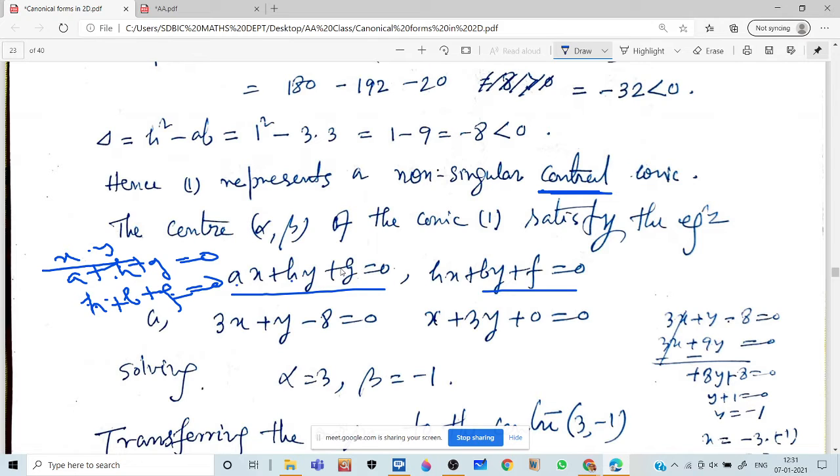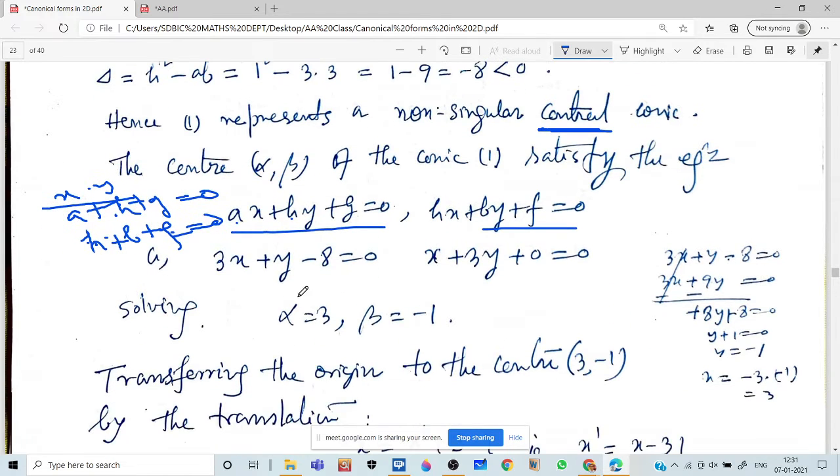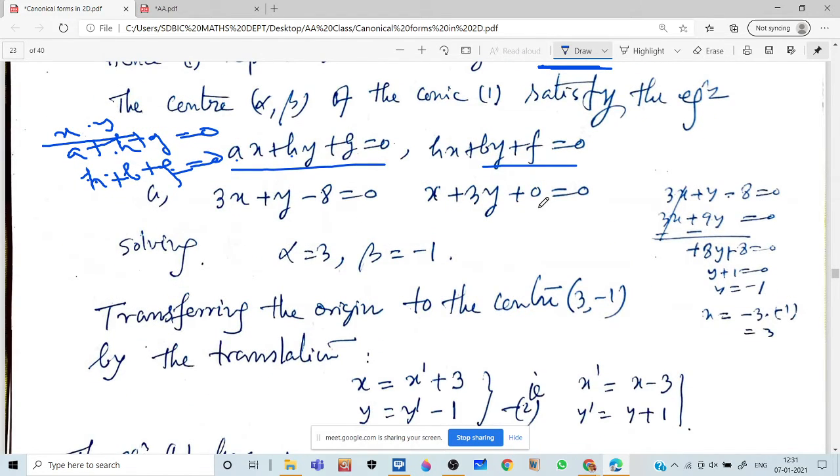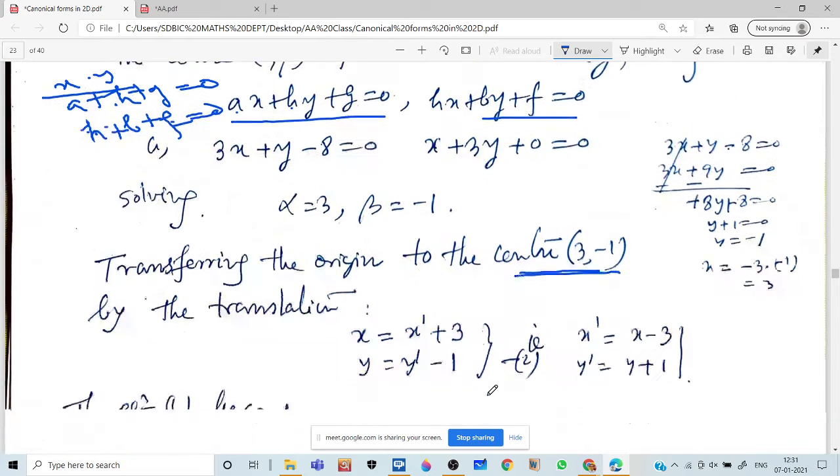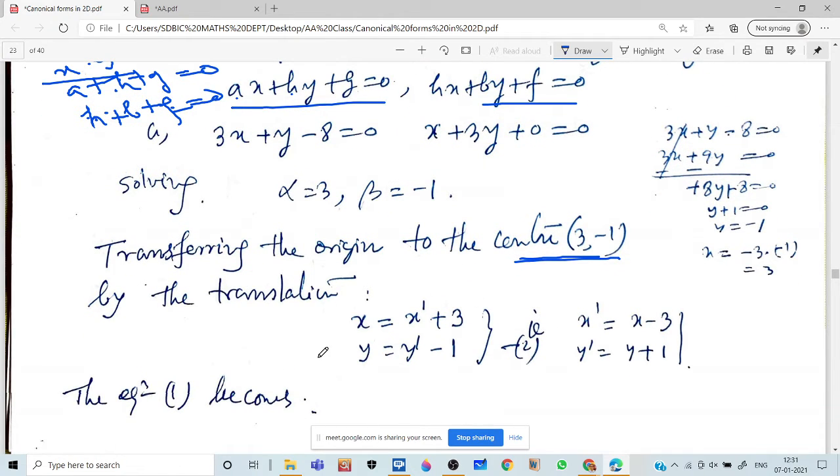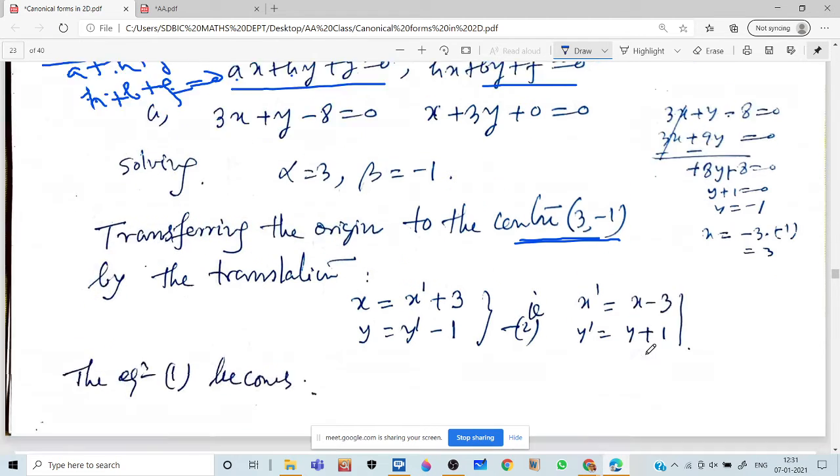We have the values of a, g, h, b, f, and putting these in and solving this system of homogeneous linear equations, we get x equal to something and y equal to something, say x is alpha and y is beta. So the new origin, the center, is 3, minus 2. We apply the translation x equal to x dash plus alpha, y equal to y dash plus beta, and the inverse translation is x dash equal to x minus 3, y dash equal to y plus 1.